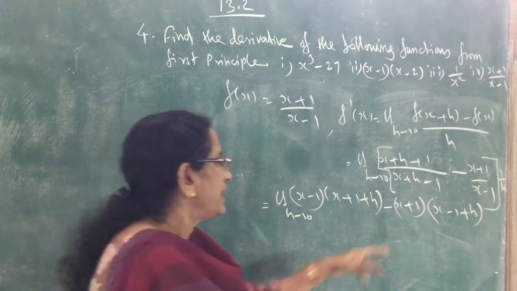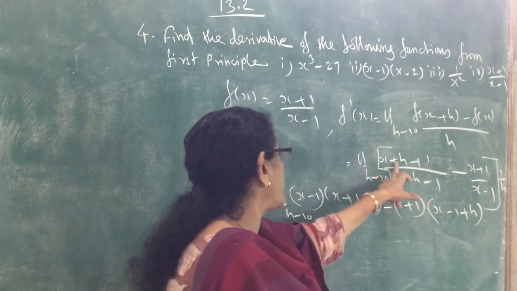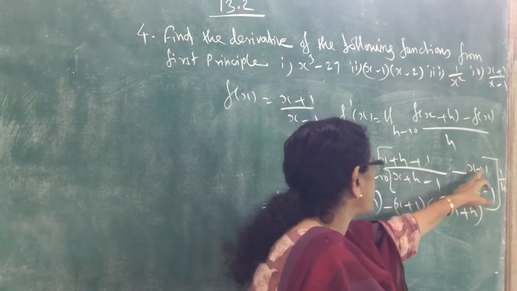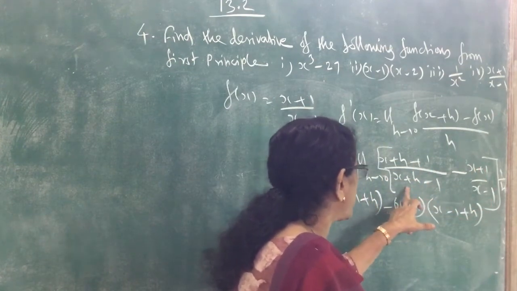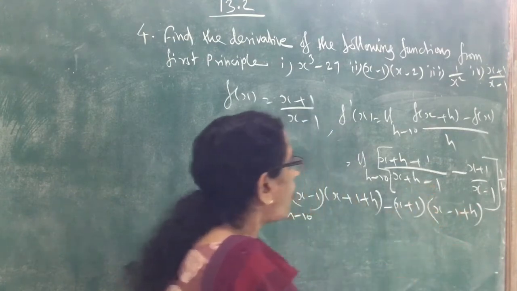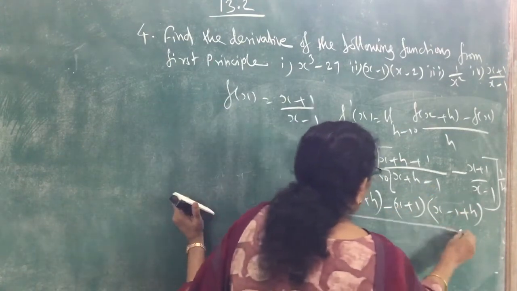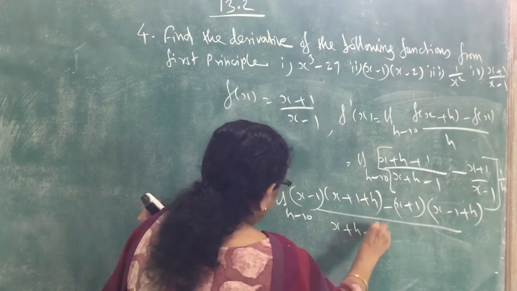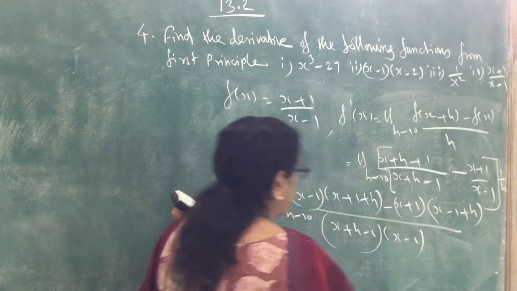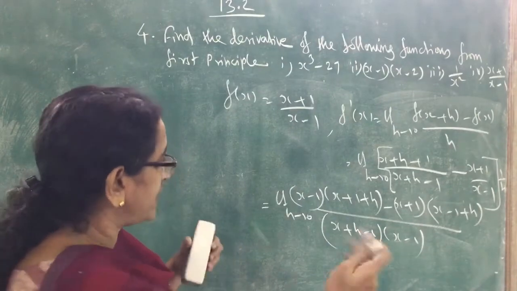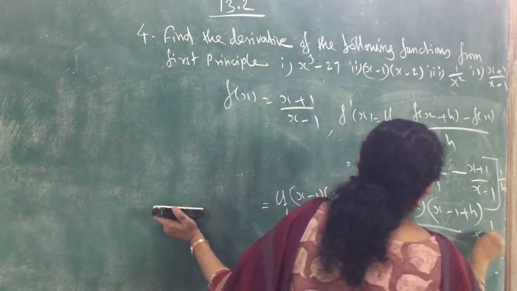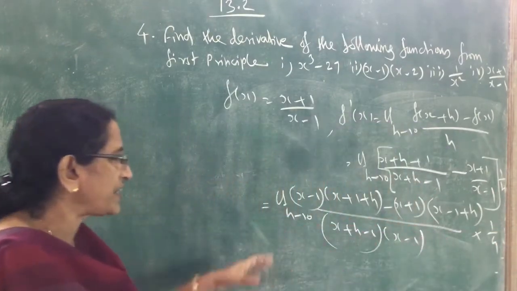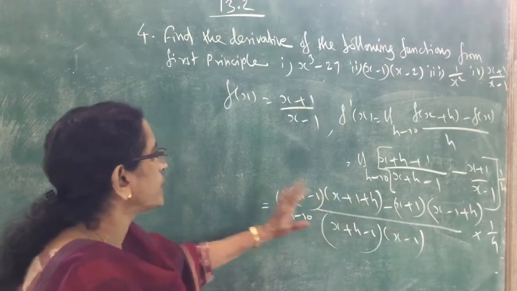So we wrote x minus 1 into x plus 1 plus h, minus x plus 1 into x plus h minus 1, that is x minus 1 plus h, whole divided by x plus h minus 1 into x minus 1. Now we get 1 by h into 1 by h into 1 by h. Now we have to simplify this. See, when we simplify, I am going to write like this.